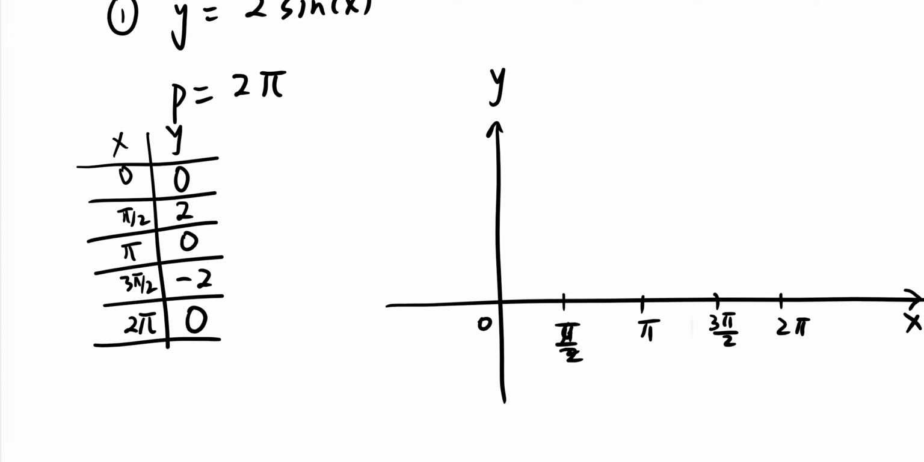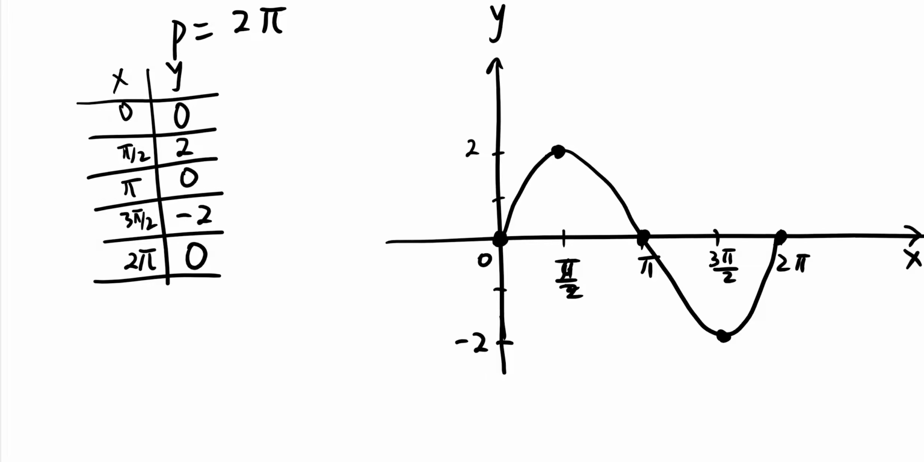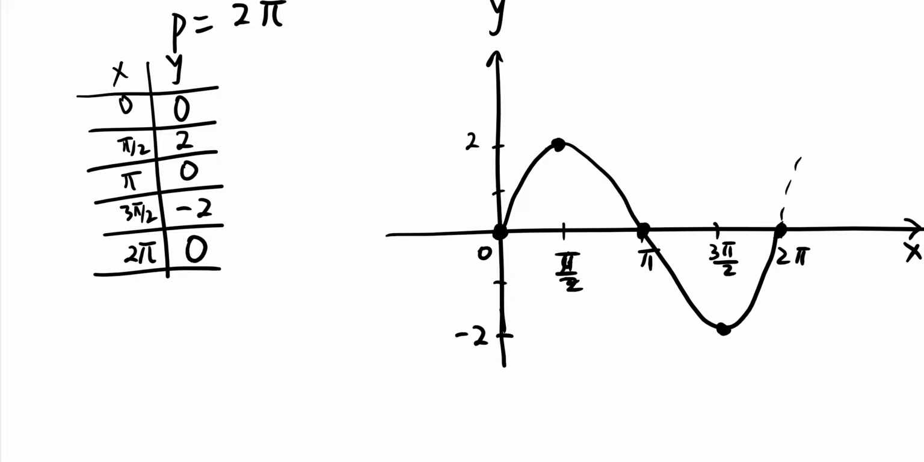So now we are going to plot them here. 0, 0; pi over 2, 2; pi, 0; and 3 pi over 2, negative 2; and 2 pi, 0. So this goes over this way, down, up. So what did that do? It stretched the graph up and down, vertically. Then it continues the same way on both ends if you want to graph this.